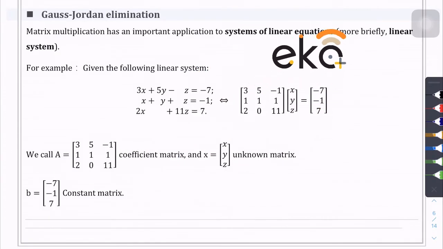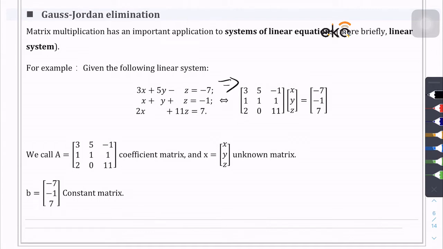Hi everyone, in this video we'll be talking about Gauss-Jordan elimination of the matrix. Matrix multiplication has an important application to systems of linear equations. For example, given the following linear system, we can write this as the one on the right.